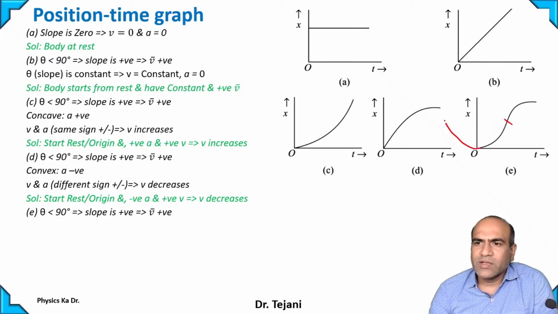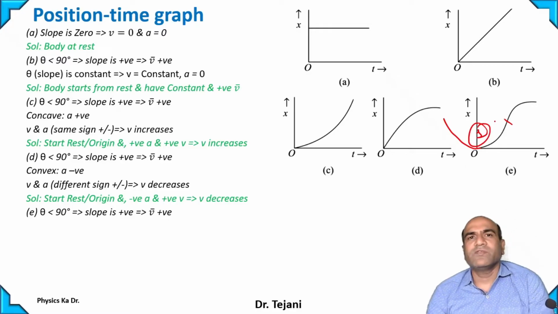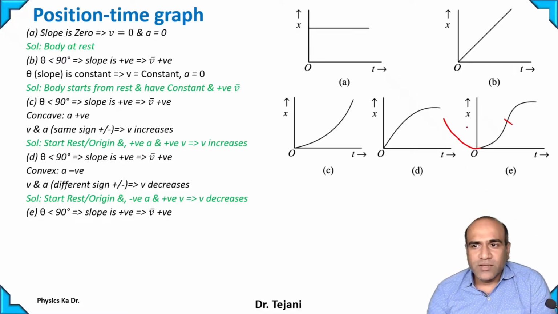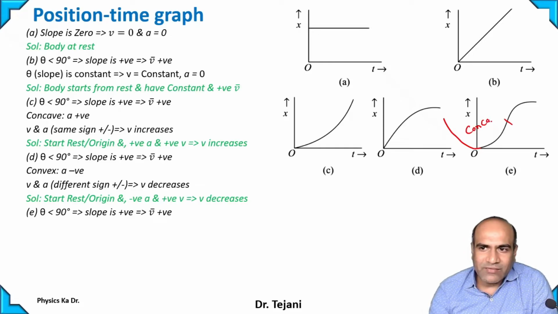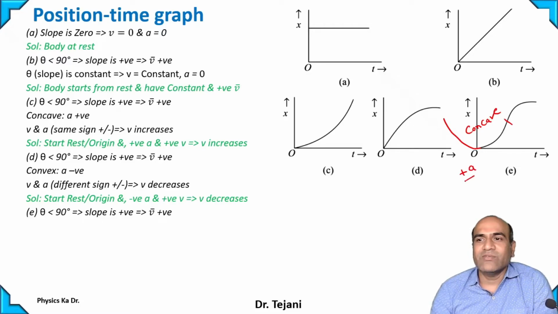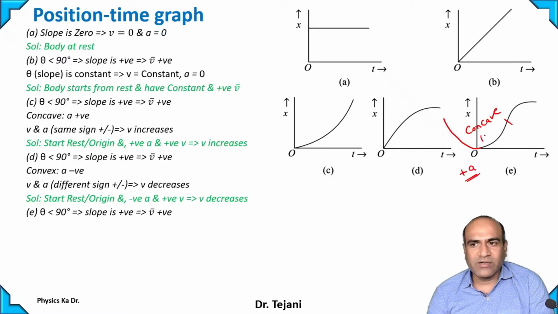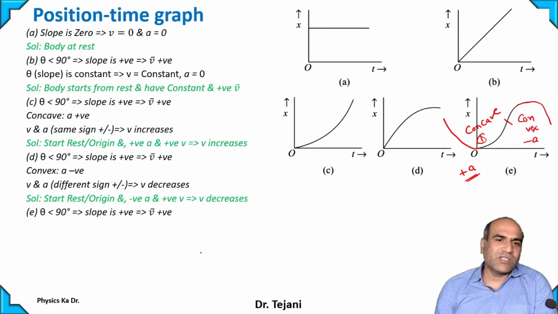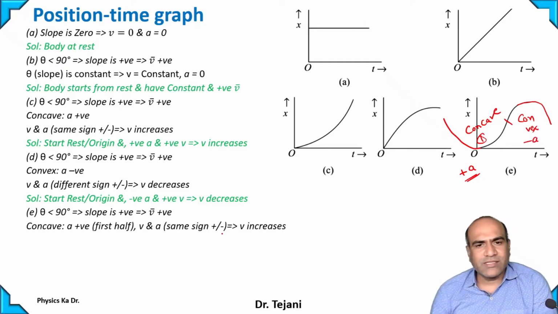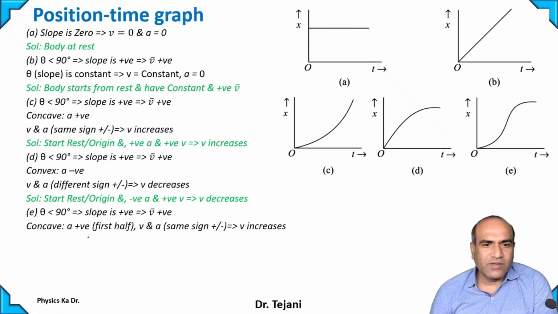Second check, the shape. For the first portion, what is the shape? It is concave. When it is concave, acceleration is positive. And what about the second portion? It is convex, so it is negative acceleration. So first there is a positive acceleration, then there is a negative acceleration.